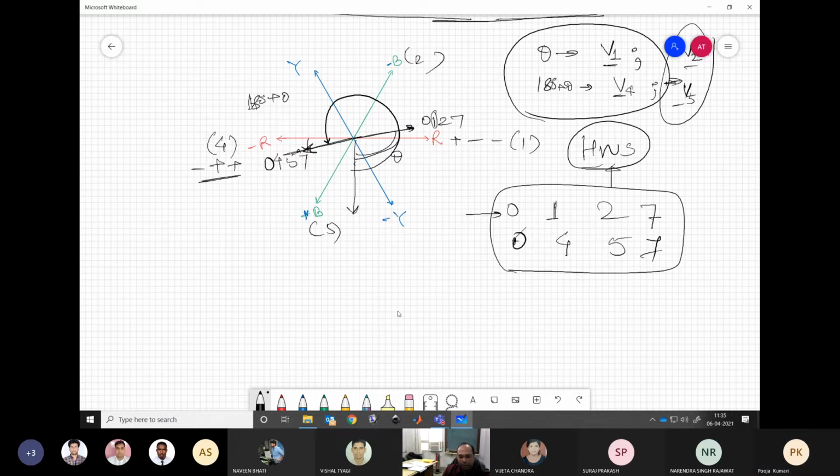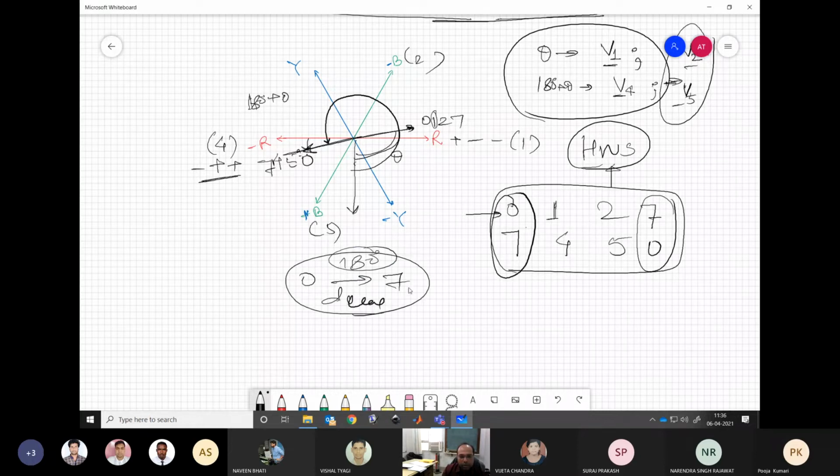Sorry, it should be the other way: 7, 4, 5, 0. So the 0 vector 7 is actually closer to this. Getting my point? Now you see automatically these zero vectors are also swapped. So we say that 0 and 7 are also 180 degrees apart. Basically these are dual, 0 and 7.